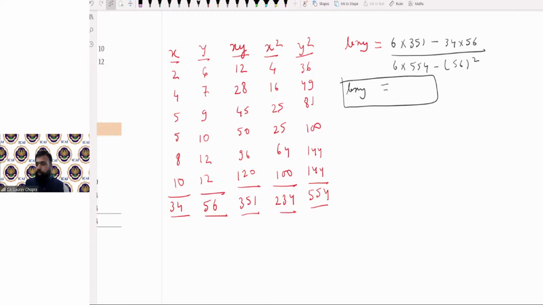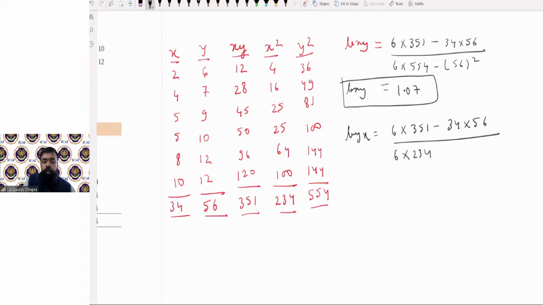1.07. Saloni has given 1.07. Ruhani has also given 1.07. So let us write 1.07. Okay. Now, similarly, let's find byx. In byx, numerator is same. No change in the numerator. So 6 multiplied by 351 minus 54 into 56, whole divided by n sigma x square minus sigma x whole square. Now find out the value of byx.